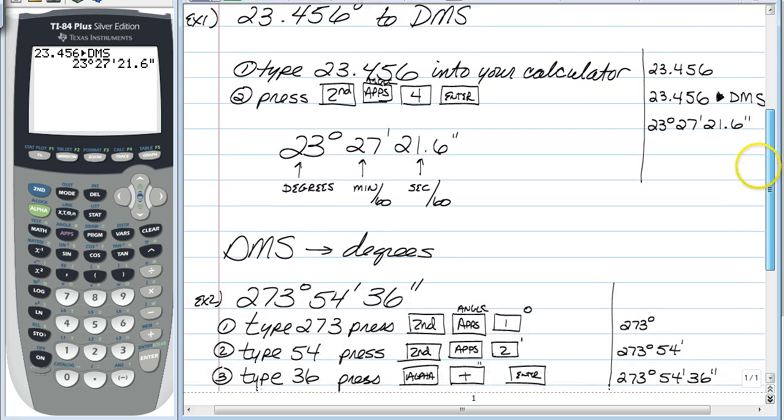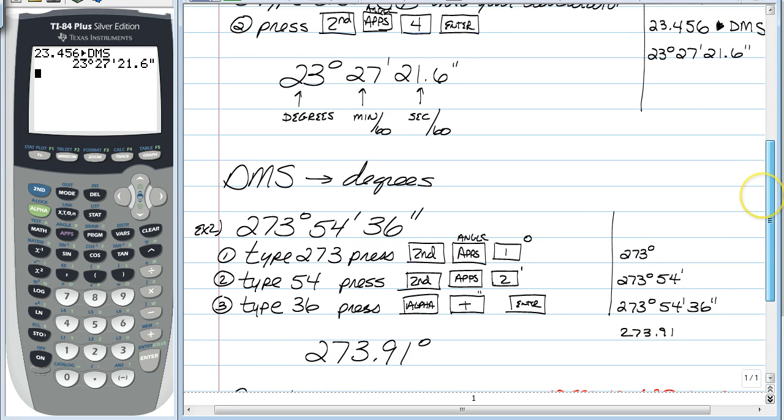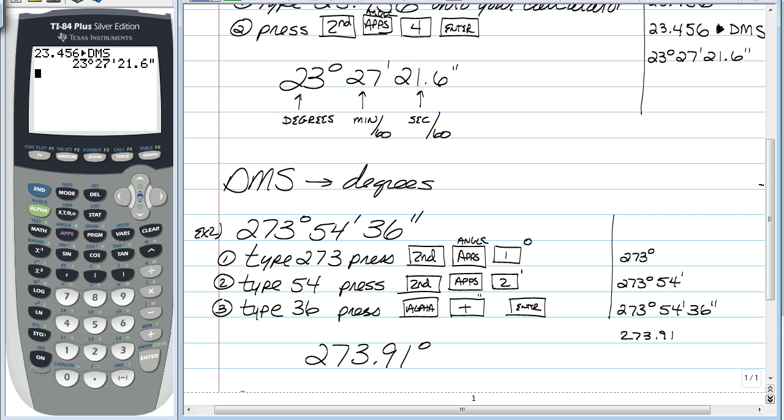So how do you go from degrees, minutes, and seconds just straight to degrees? So if I gave you an angle, 273 degrees, 54 minutes, and 36 seconds, how do you change that to just degrees? Well, again, it's all based on which buttons you push. So we need 273 degrees. So we have 273. And then you press second angle, number 1. And now we need our 54 minutes. So 54, second angle, number 2. And then you press 36.